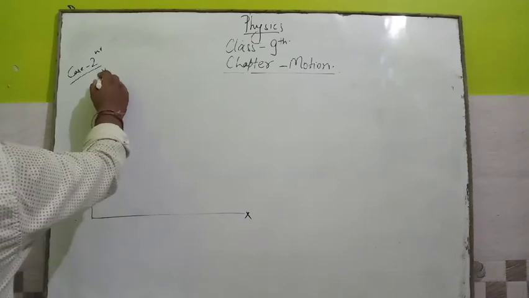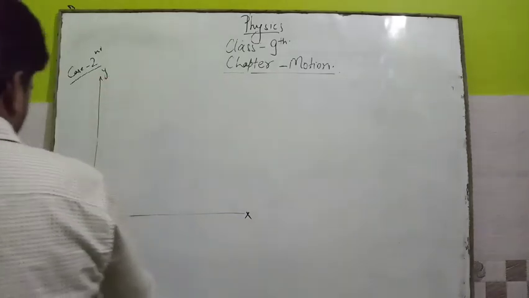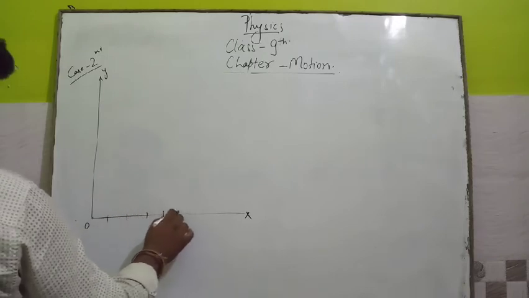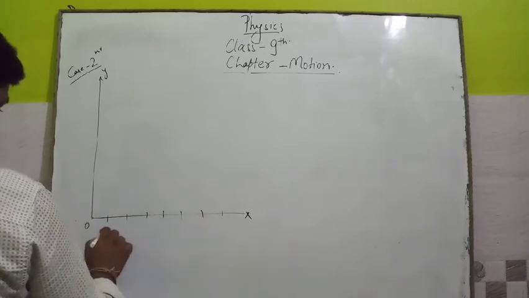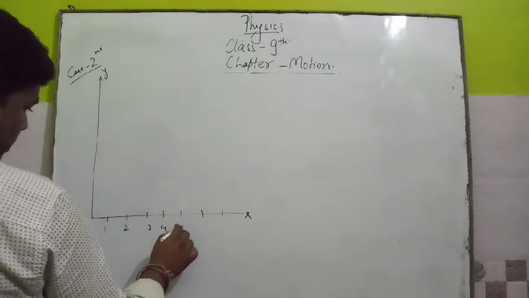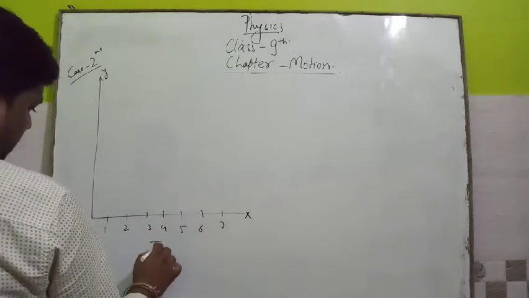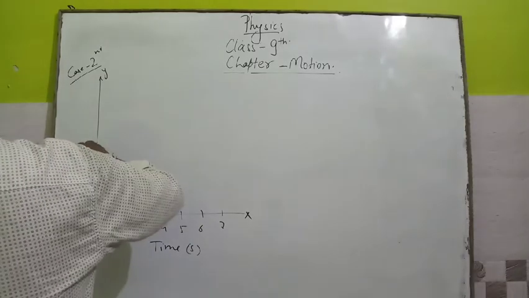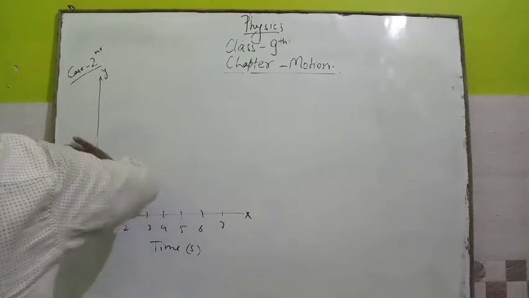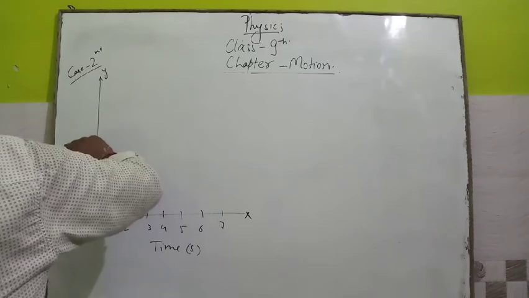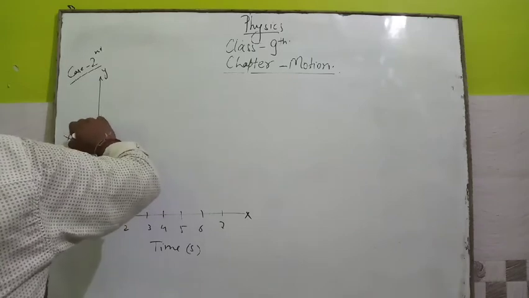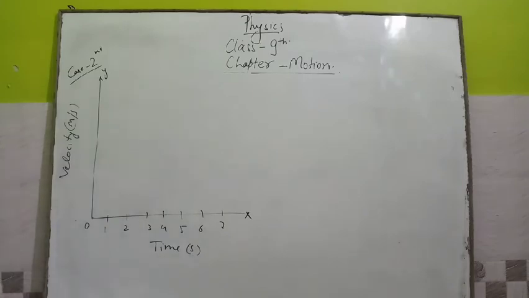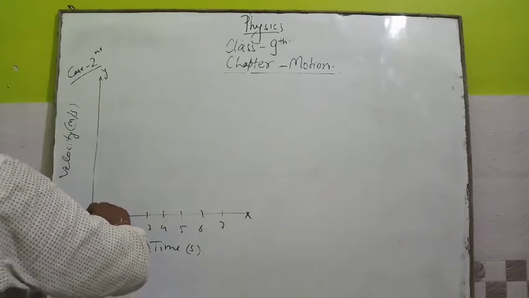This is the x axis and y axis. This is the origin, 0. Again you mark points 1, 2, 3, 4, 5, 6, 7. This is the time axis in seconds, and this is the, sorry, velocity axis in meter per second. This is a graph for a velocity-time graph.